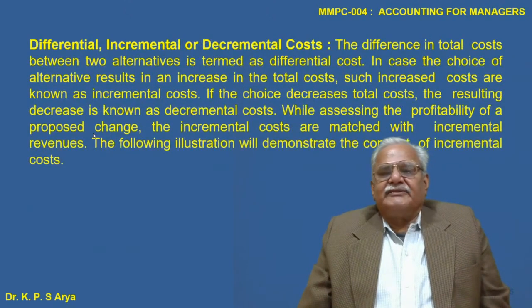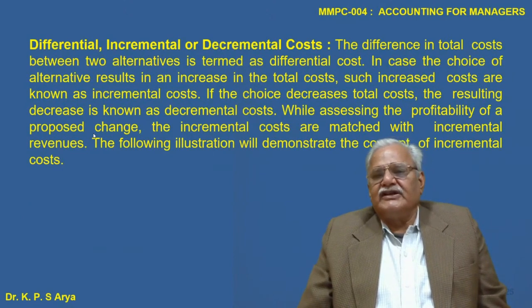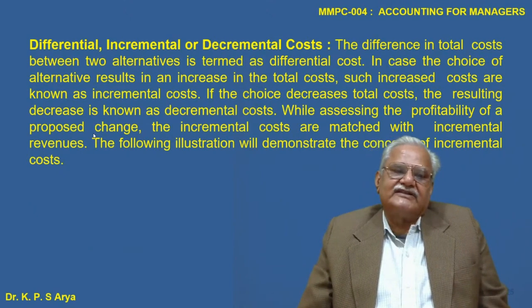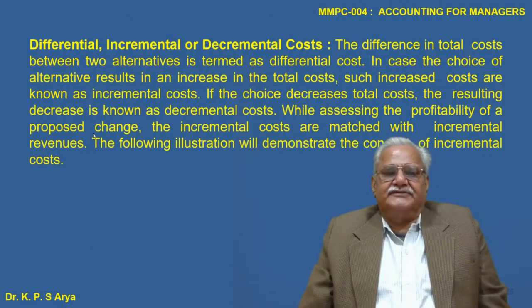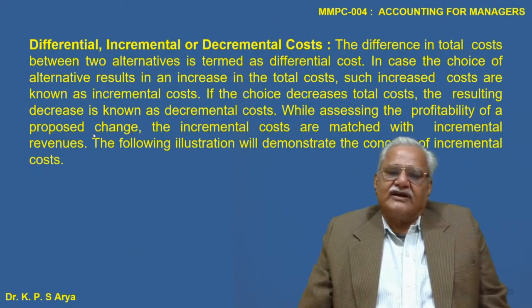Differential, incremental, and decremental costs. The difference in total cost between two alternatives is termed differential cost. In case the choice of an alternative results in an increase in the total cost, such increased costs are known as incremental cost. If the choice decreases total cost, then the resulting decrease in the cost is called decremental cost. While assessing the profitability of a proposed change, the incremental costs are matched with incremental revenues.